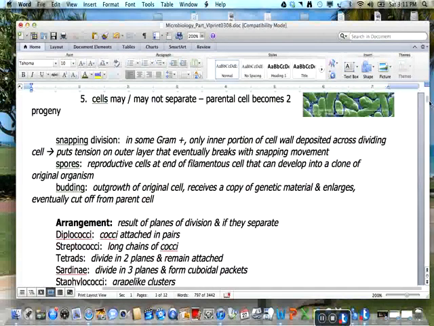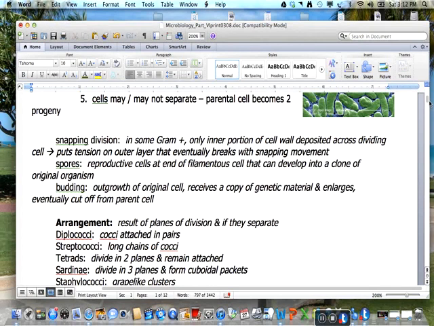Snapping division occurs in some gram-positive cells, where only the inner portion of the cell wall is deposited across the dividing cell. This puts tension on the outer layer that eventually breaks with snapping division. Some organisms form spores, which are reproductive cells at the end of a filamentous cell that can develop into a clone of the original organism. With budding, there is an outgrowth of the original cell. It receives a copy of the genetic material and enlarges until it is eventually cut off from the parent cell.